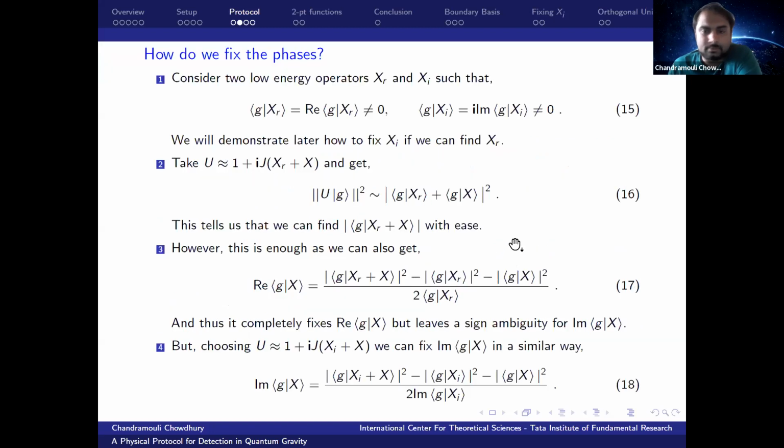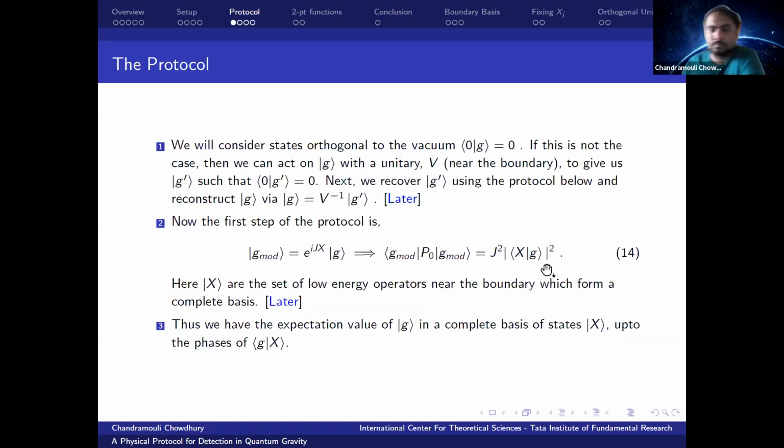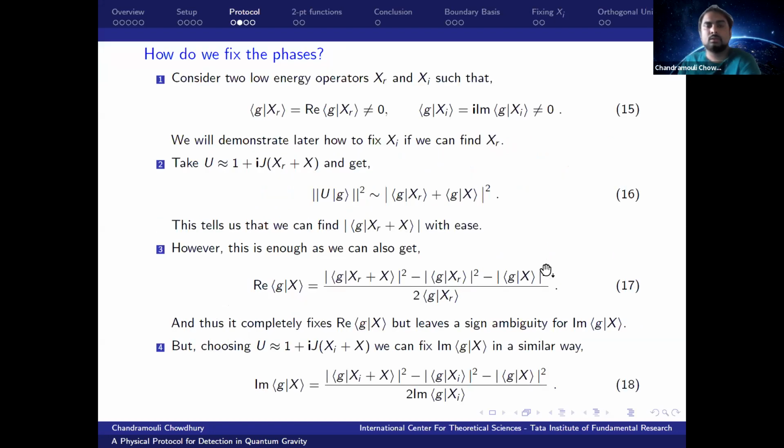But if I want to get the exact phase, I'll do that now. For getting the phases, we need to find just two low energy operators XR and XI. And in reality, we just need to find one low energy operator XR, and we can find XI from that. But anyway, in case you're able to find two low energy operators XR and XI, which have the following property, that the overlap of G with XR is just a real number, and the overlap of G with XI is an imaginary number, then the claim is that you can exactly fix the phases.